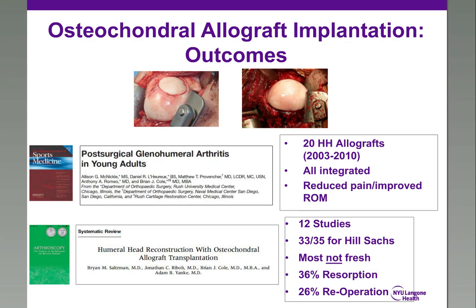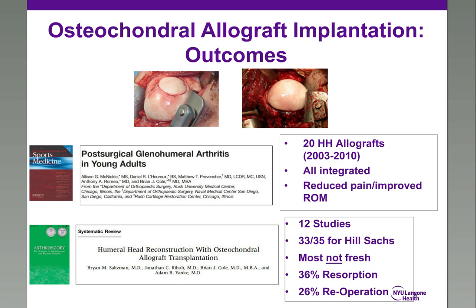The outcomes that have been reported in the literature are relatively limited. In this first paper that was published in AJSM, they looked at 20 fresh humeral head allografts implanted between 2003 and 2010. They found that on postoperative imaging, all of the allografts had integrated well, and compared to the preoperative baseline, there was significantly reduced pain and improved range of motion.